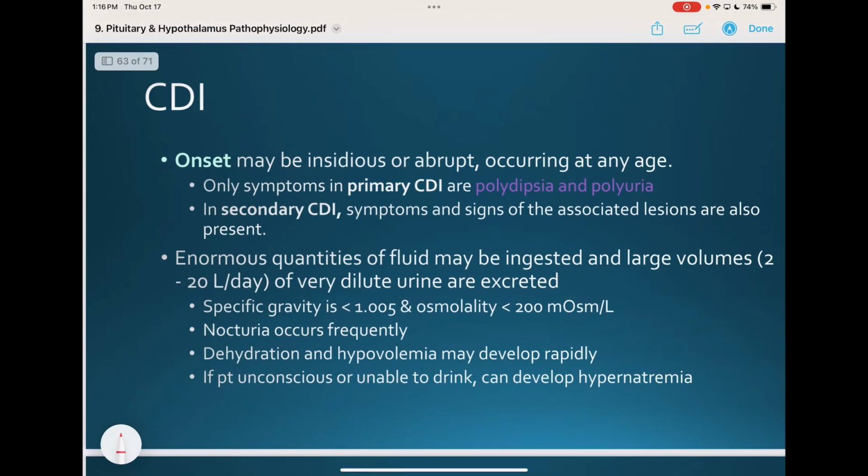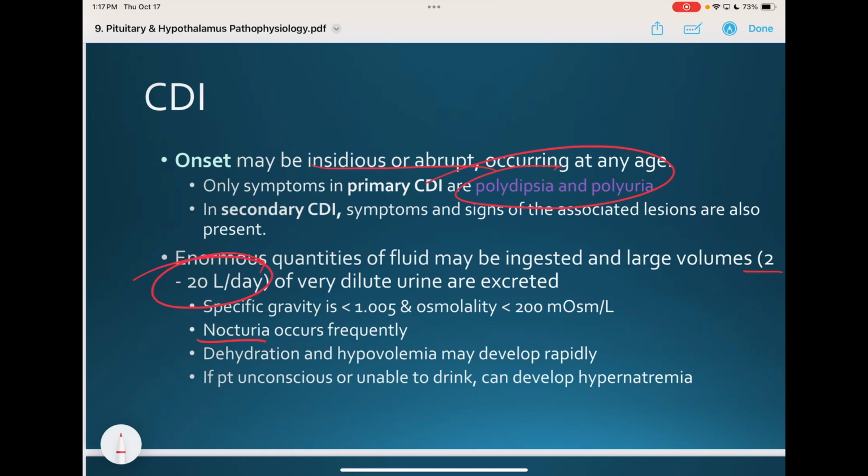Onset of central DI may be insidious or abrupt, any age, but the big symptoms are polyuria and polydipsia. Polyuria, they're producing tons of urine, up to like 20 liters a day. Okay, that's a lot of peeing. Gotta keep going. And polydipsia, because you're very dehydrated. You need water, so you're thirsty, so you keep drinking a lot of water. Okay, so 2 to 20 liters a day of very dilute urine are excreted.